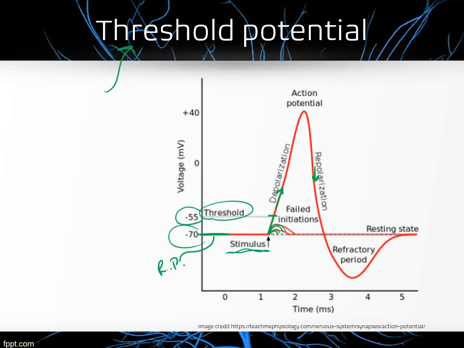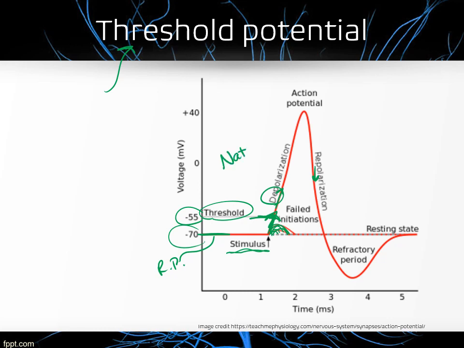We don't need an impulse for every single stimulus ever. And so we need to get a stimulus that is at least big enough to overcome that threshold potential before the whole entire thing happens. If we do max out that threshold potential, then depolarization will happen.